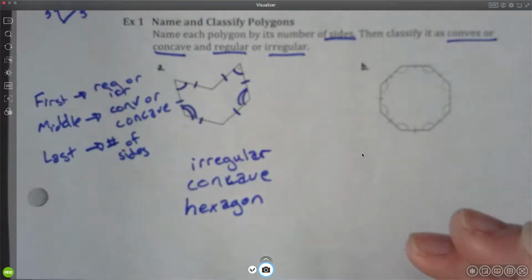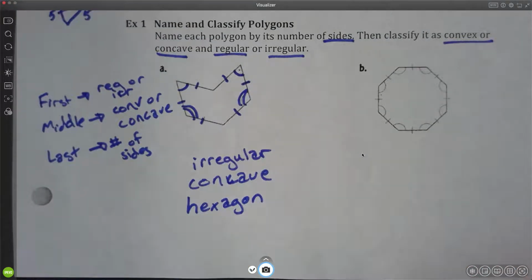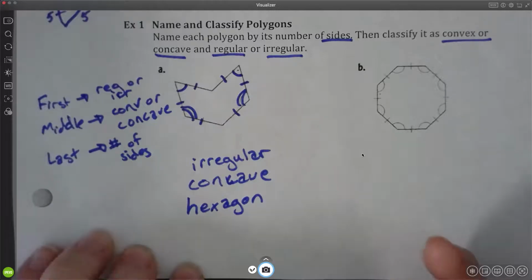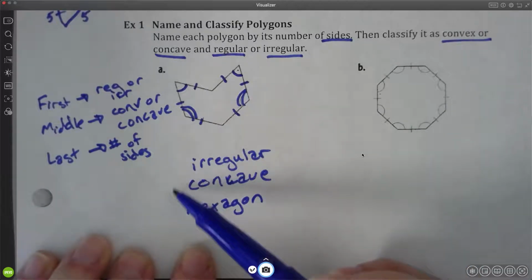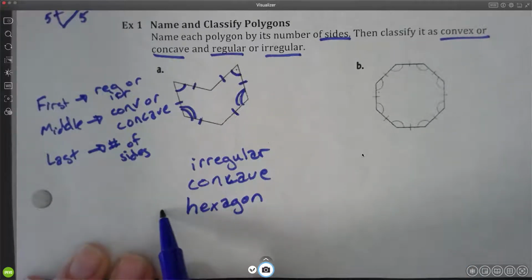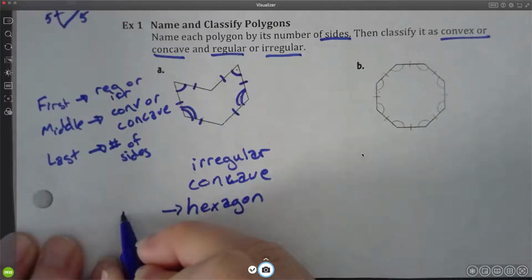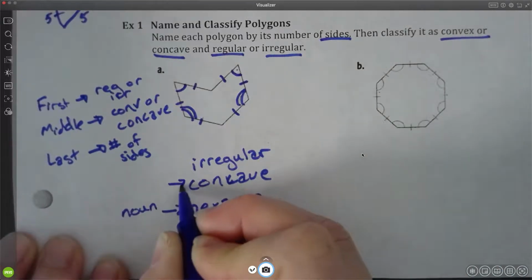So he is an irregular concave hexagon, and I named him first, middle, last name in that order because it would be kind of funny if you named him a concave hexagon irregular, or a hexagon concave irregular, or any other order besides that, right? Maybe you could get away with saying a concave irregular hexagon, but I just think it flows better in this order, right? That's because, if we go to English class, hexagon is a noun, and these are both adjectives, right?